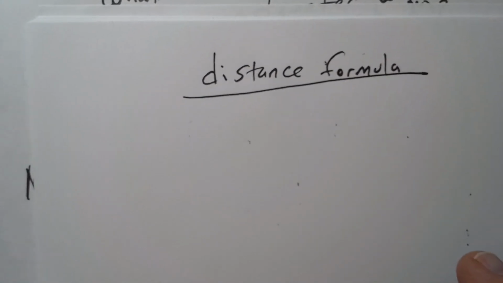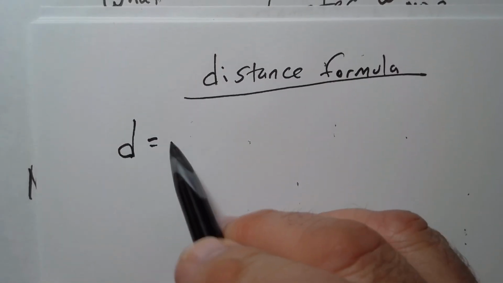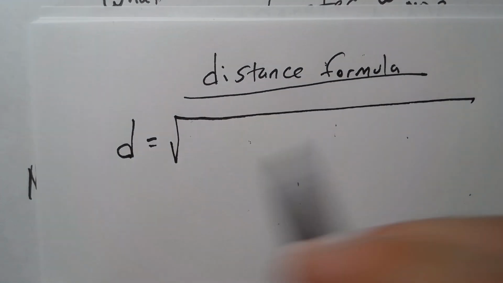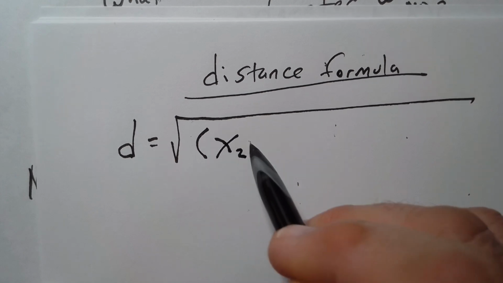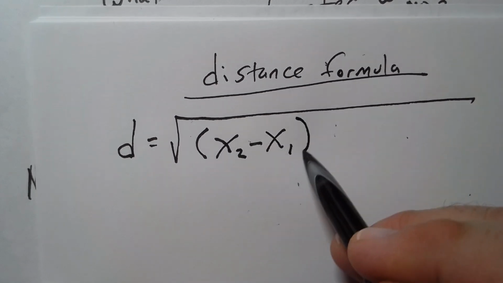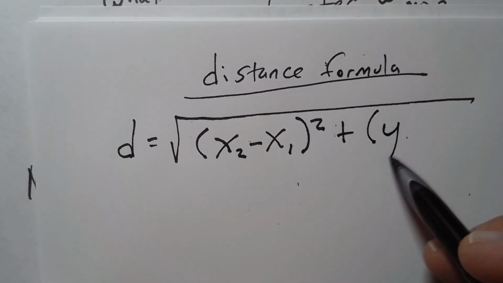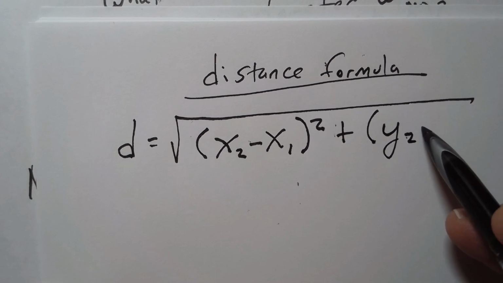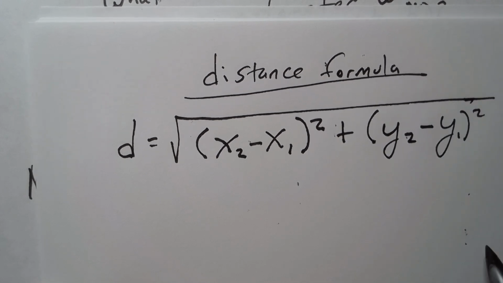Our distance formula is d is equal to the square root of parentheses x2 minus x1 squared plus y sub 2 minus y sub 1 squared. So that's our distance formula.